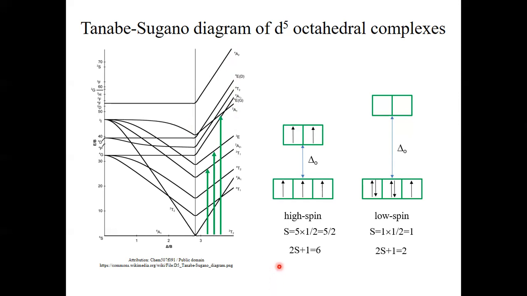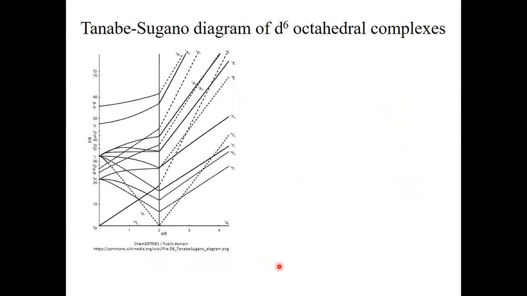Okay, now let's go from a d5 to a d6 octahedral complex and just do the same. So for d6, high spin and low spin are common. For the high spin complex, we have a quintet term as the ground state. For the low spin complex, we have a singlet term as the ground state.